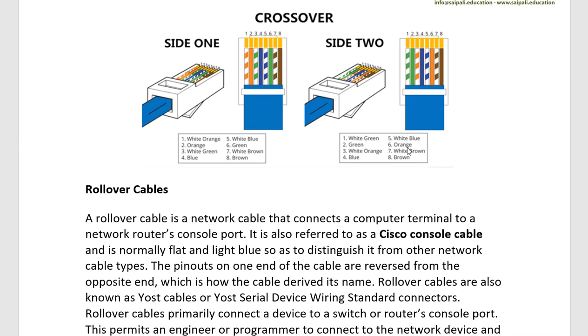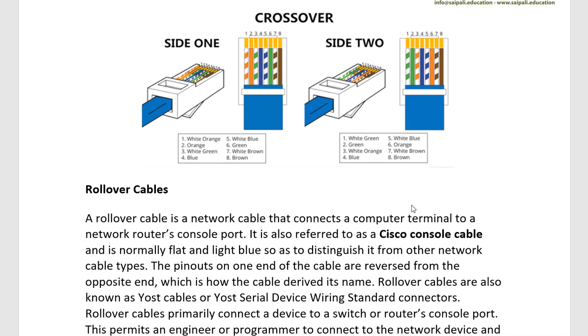And same from this side, the white green from the other side, the first cable, is going here on the third number. And the second, green, is going here on sixth number. So these four cables are crossing, and other cables remain the same, like blue is on 4, blue white is on 5, brown white is on 7, and brown is on 8. So other cables are the same, only these four cables are crossing each other, and that is why it is called a crossover cable, and we use it for same devices.